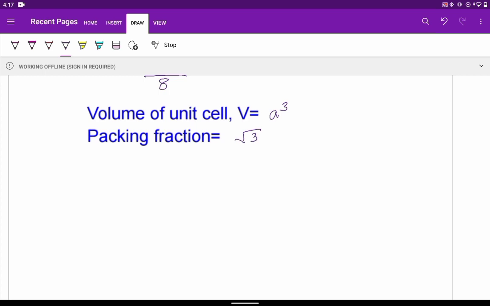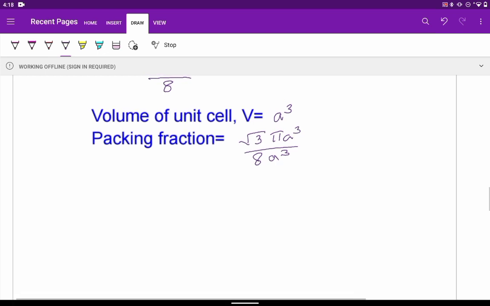Root 3 pi a cube by 8, and this we have to divide by the volume of the unit cell, that is a cube. So a cube will come here. So it is root 3 pi a cube by 8 a cube. A cube gets cancelled.